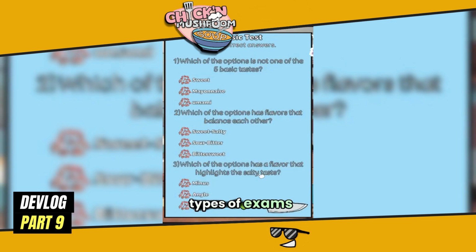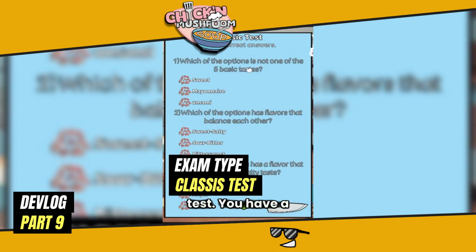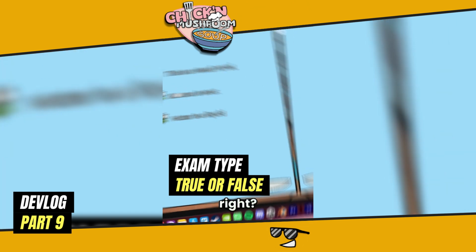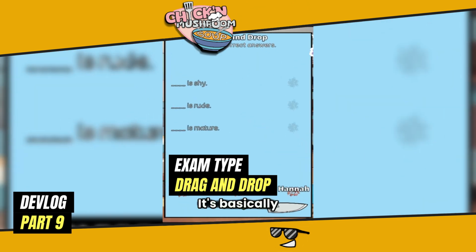We have 3 types of exams. First is the classic test. You have a question and 3 answers below. Make sure you select the correct answer. Second is true or false. You must read the question and decide if it's true or false. So simple, right? Last one is drag and drop. It's basically a question with a blank space in it. So you must select the correct answer from below to fill that blank space.